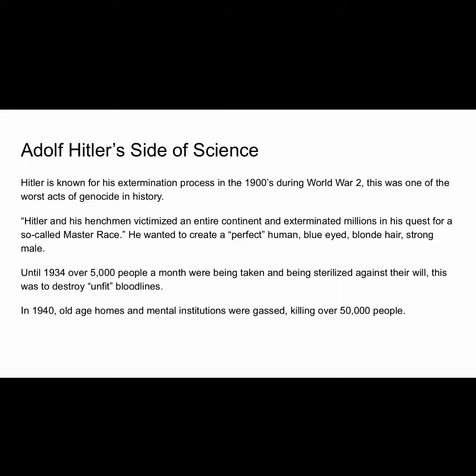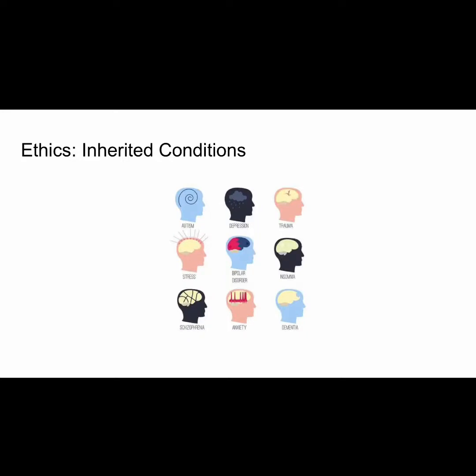It wasn't until a few years later, in 1940, when over 50,000 people were killed. They were killed from old age homes and mental institutions. These groups of people were deemed unfit to even live. There are 3 ethical positions I will be discussing today in my presentation. The first one is inherited conditions. The overall goal for this, when it comes to eugenics, is to prevent inherited conditions, anything that is passed through genetics. Although this may save lives and this may prevent further illness, this is an interference with a human life.